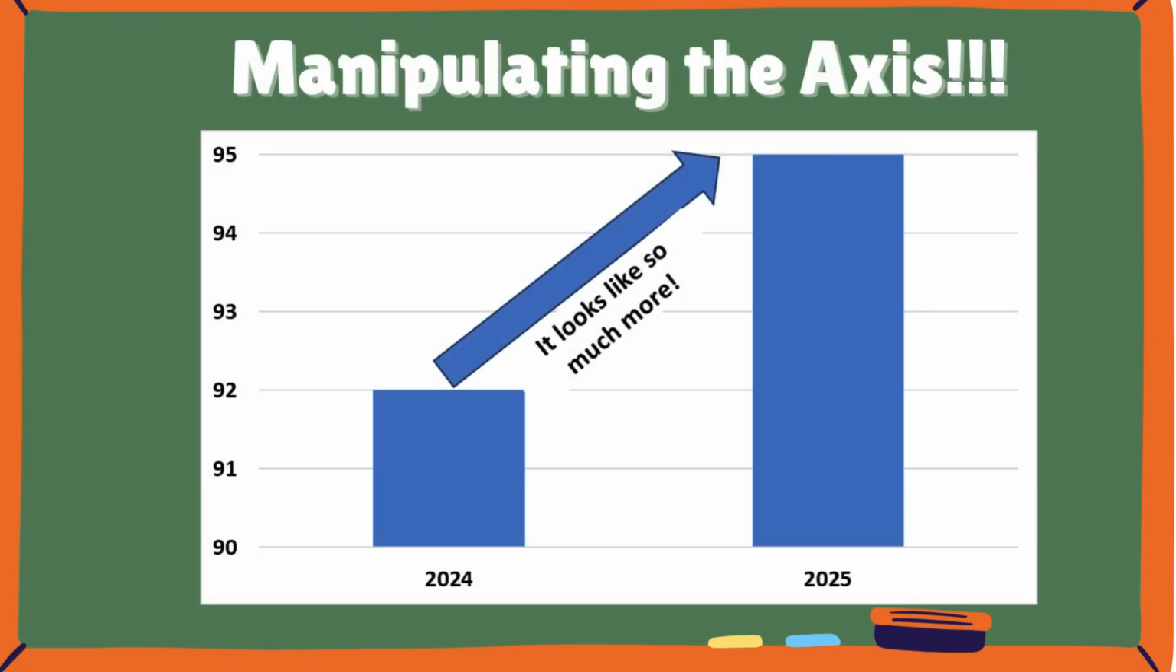Let's start with the most common trick: manipulating the axes. This graph looks like the value on the right is twice as big, right? But in reality, it only increased by 3%. The trick here is that the y-axis doesn't start at zero, exaggerating small differences.